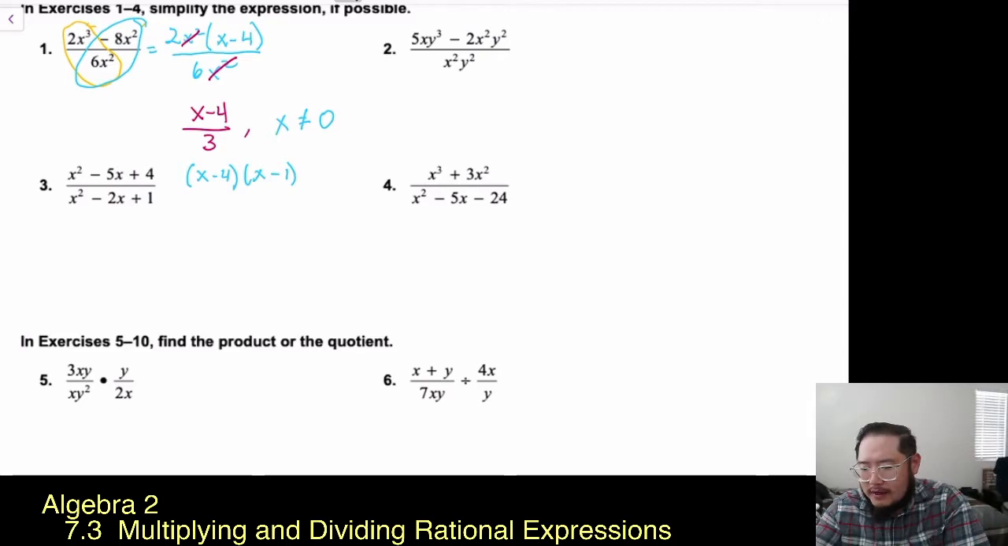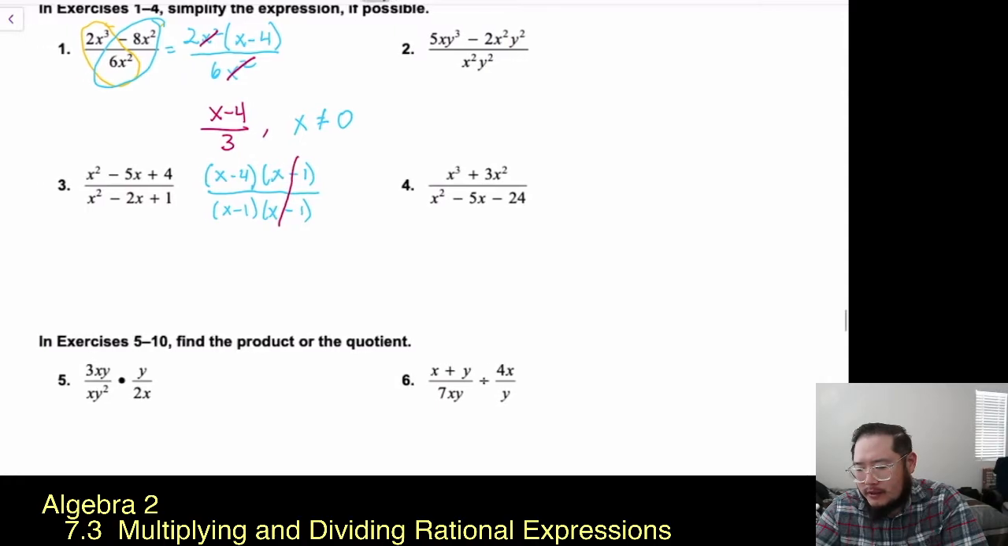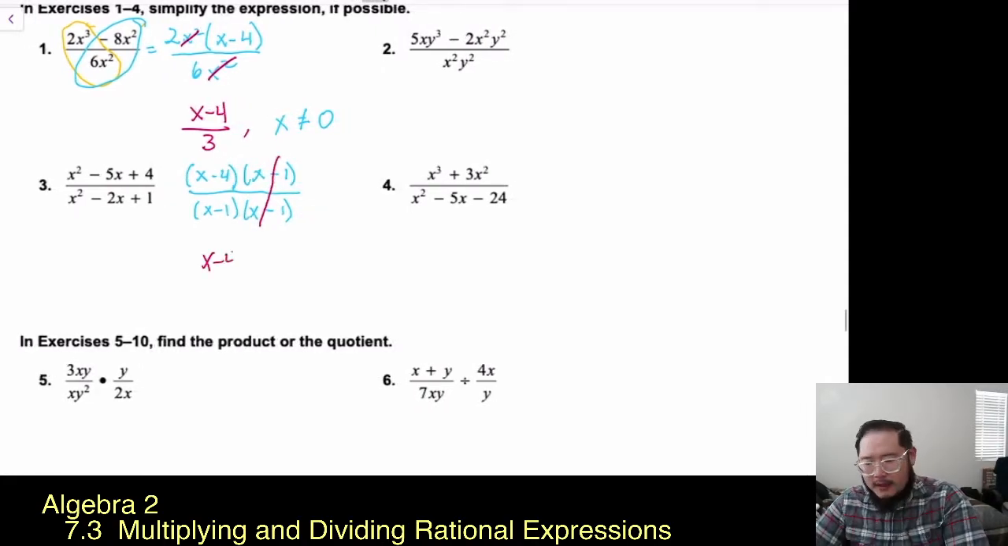Let's go ahead, in my denominator I could factor things out. I've got factors of 1 that add up to negative 2. We got x minus 1 and x minus 1. So we can simplify a few things and take that out. What I'm left with now is x minus 4 over x minus 1. And there you go, there is your answer.